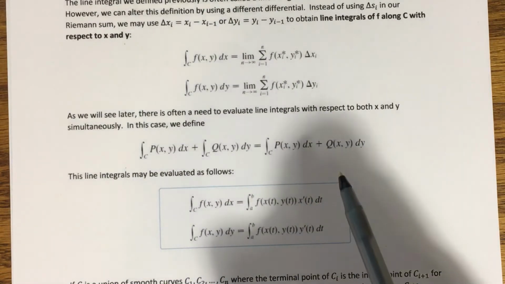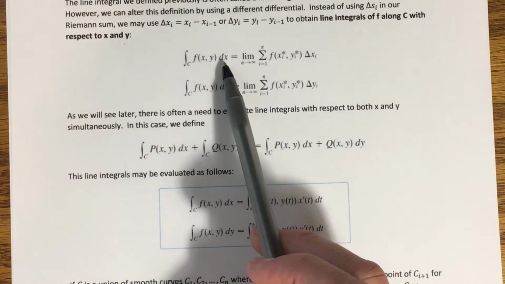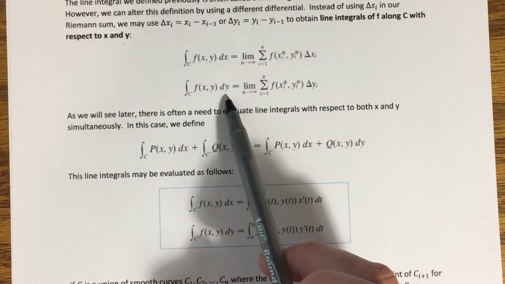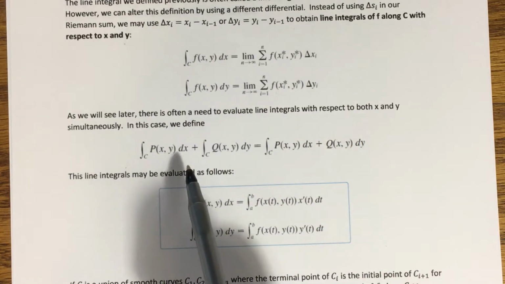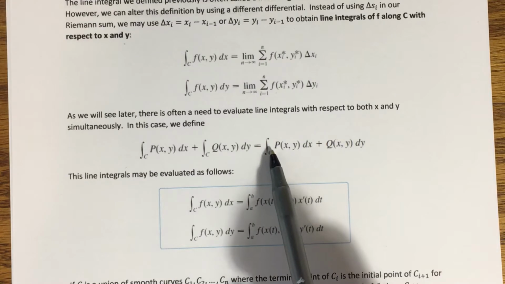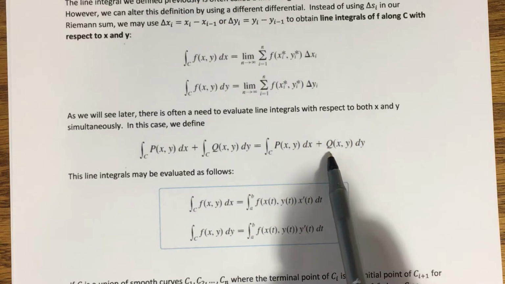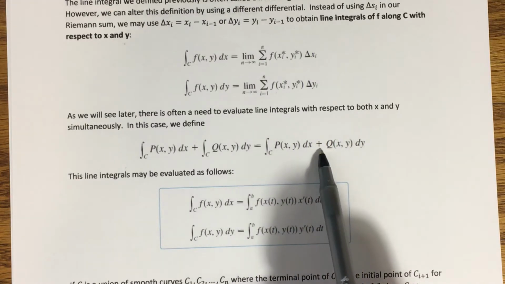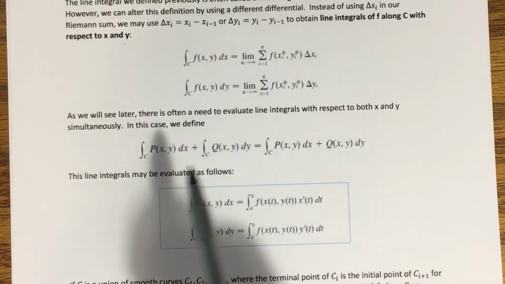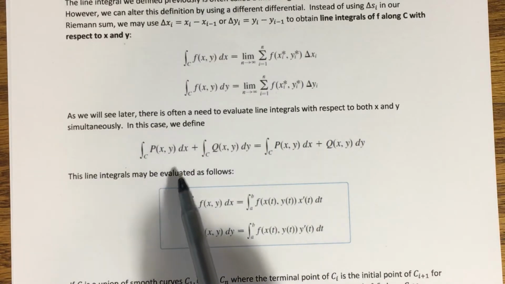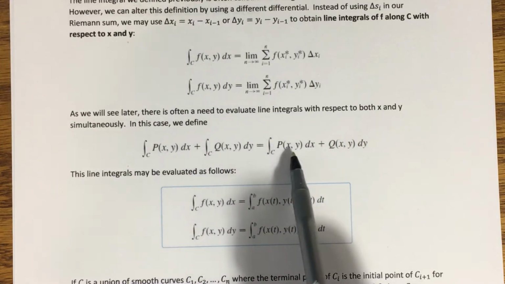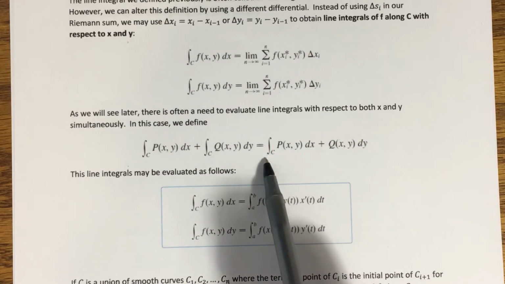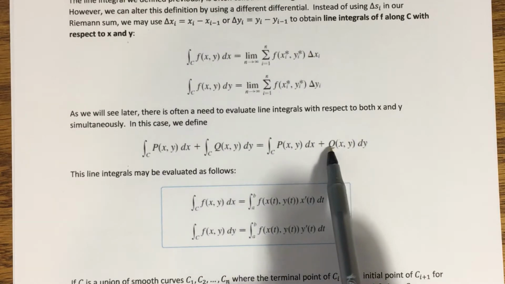As we're going to see later, oftentimes you're not just integrating with respect to x or with respect to y independently. You're integrating with respect to both simultaneously. So in that case, we use this notation. If I have the line integral of p with respect to x and q with respect to y over this curve c, where you see this plus here, what this means is that I'm doing each of these line integrals separately, this one with respect to x, this one with respect to y, and then summing the results. But we oftentimes will use this notation where the integral symbol only shows up once, and then you have one function dx plus another function dy.